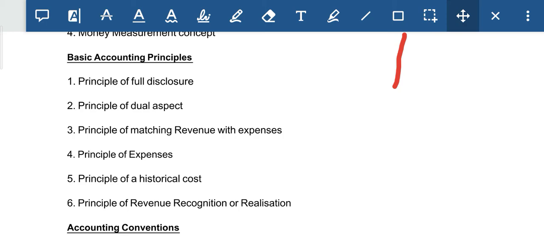And after 2 years, suppose that plant becomes obsolete, but still it will be shown at the cost price and not at the market price.